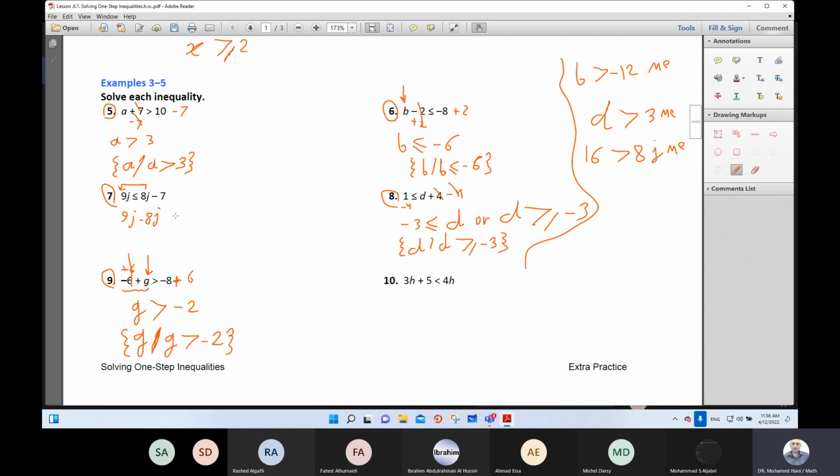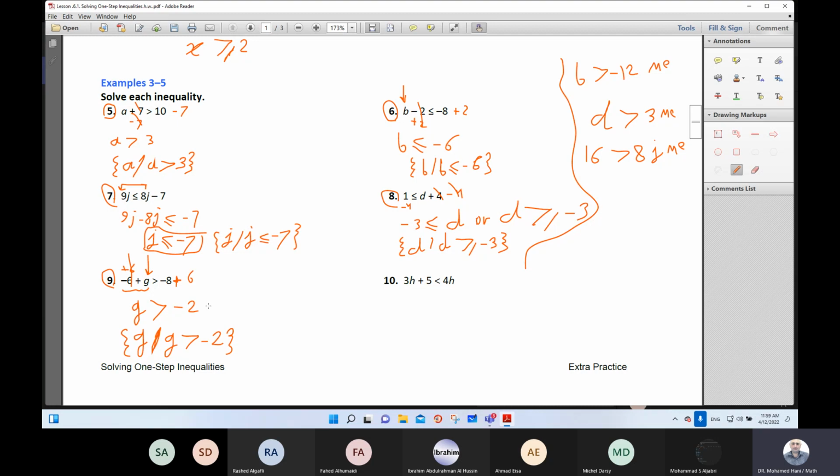Keep the same sign. And here in this side we have negative 7. Now 9J minus 8J, we have 1J, which means J, less than or equal to negative 7. So the set of the solution is the variable J such that J is less than or equal to negative 7.